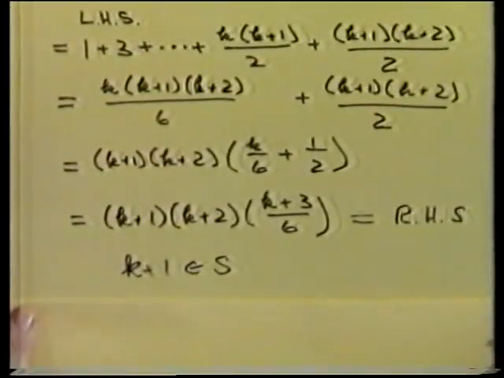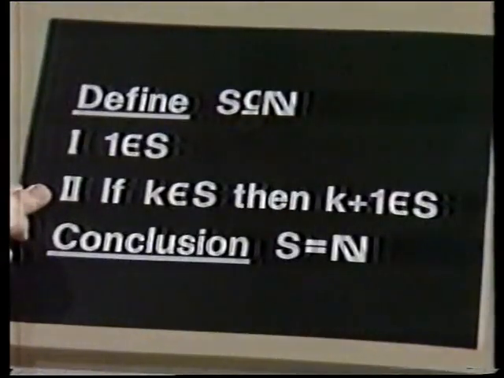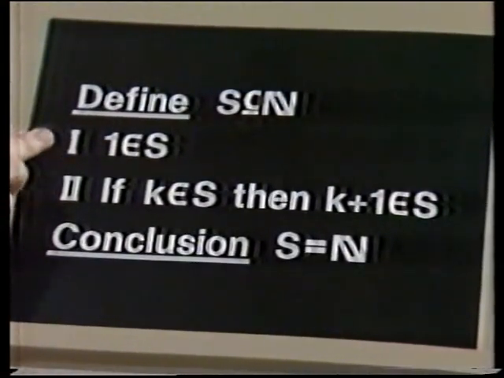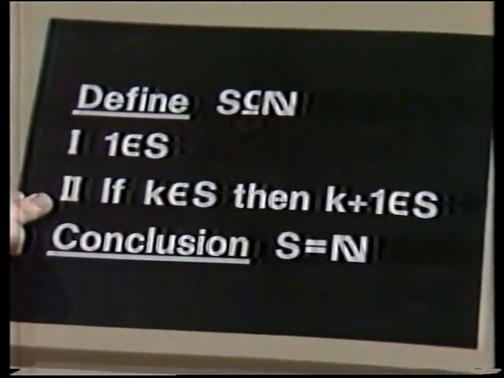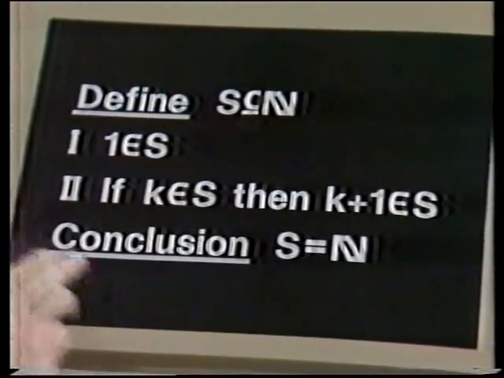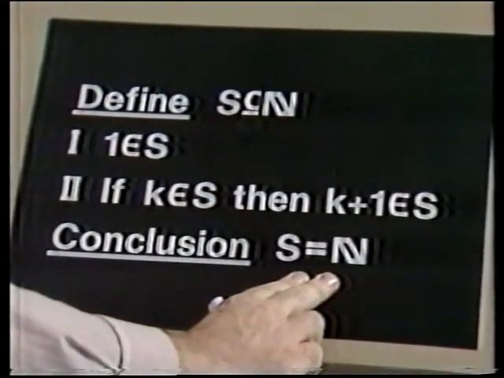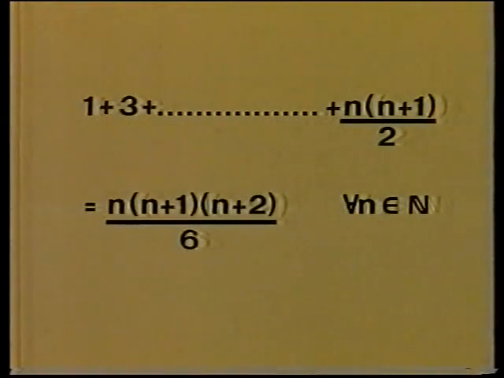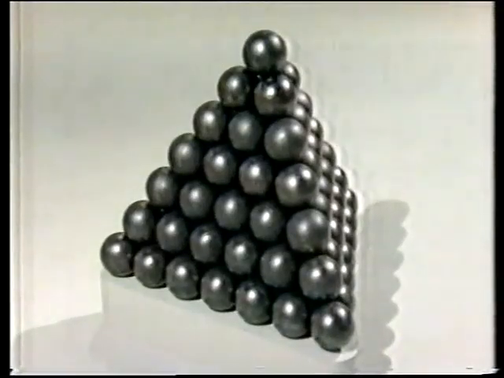So, if k belongs to S, then k plus 1 belongs to S. Now I've checked steps 1 and 2. So by mathematical induction, I can conclude that S is equal to N. So this statement is true for all positive integers. So that's how we use mathematical induction to prove the two conjectures about this pile of cannonballs.